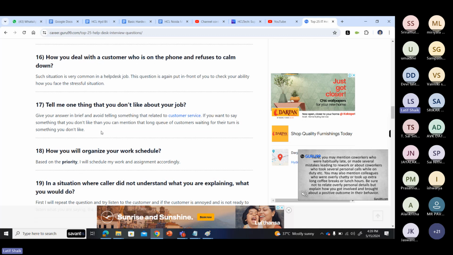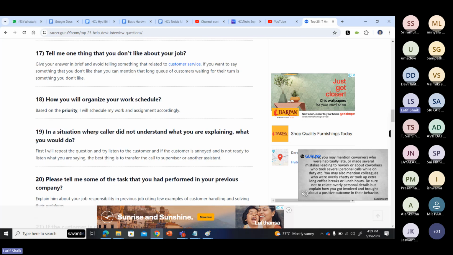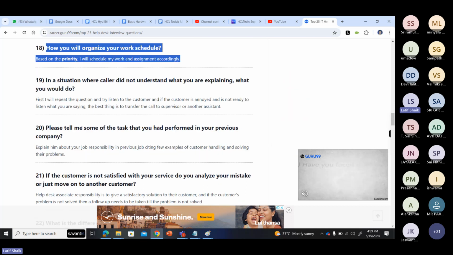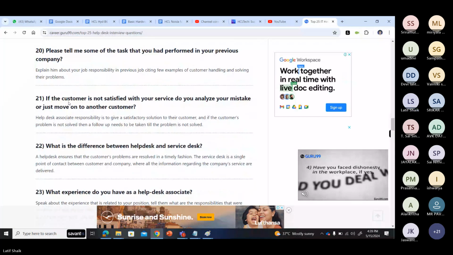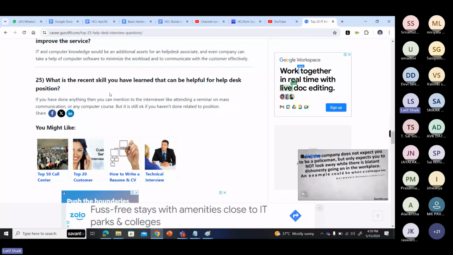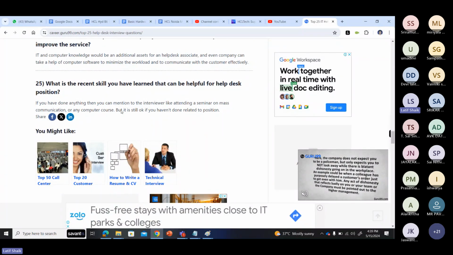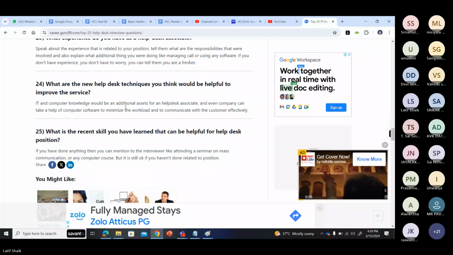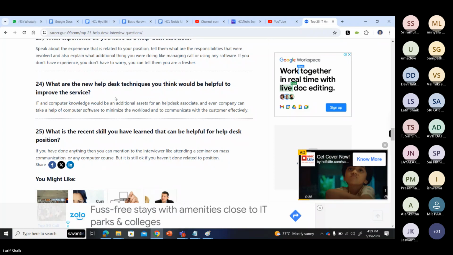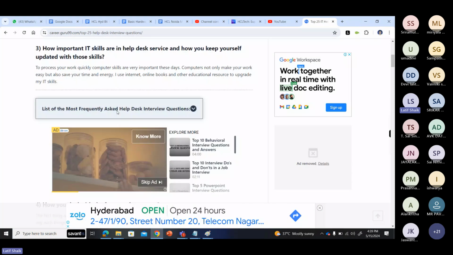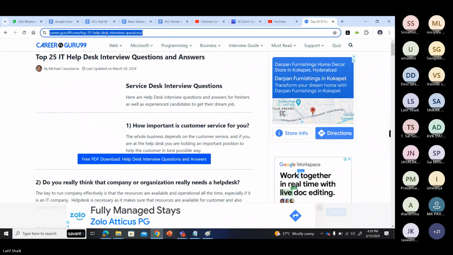Tell me one thing that you don't like about your job. How will you organize your work schedule based on priorities? These different situations and questions may help you both to answer in your interview and while you are working in an organization. I told only one or two questions and forwarded it, but you can go to this link.